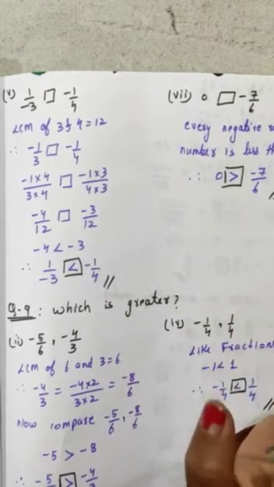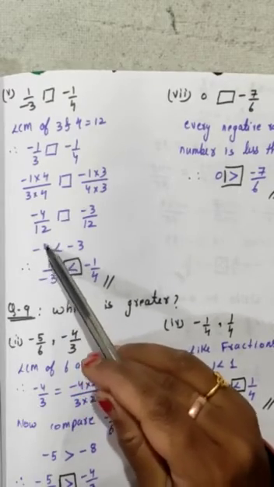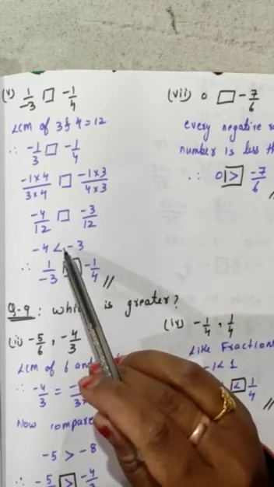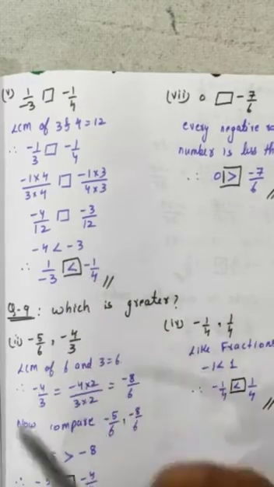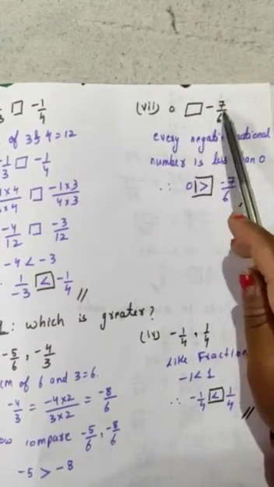You all know, I hope you all remember, कि नेगेटिव इंटीजर्स में नंबर जितना बड़ा होगा उसकी वैल्यू उतनी ही छोटी होगी. So -4 is smaller than -3. So this sign will come. Okay. Next is 0 and -7/6.